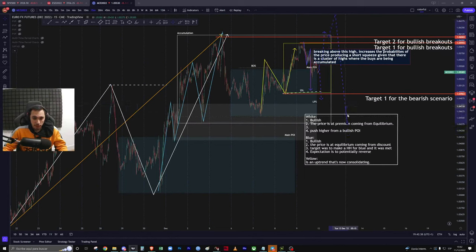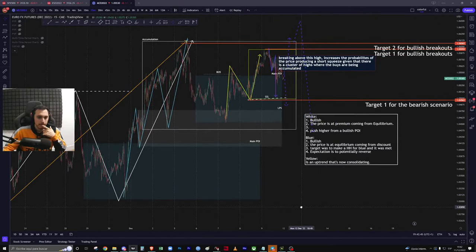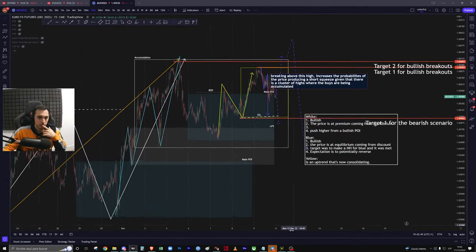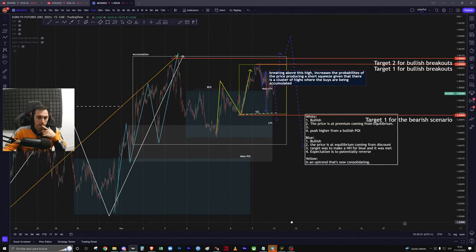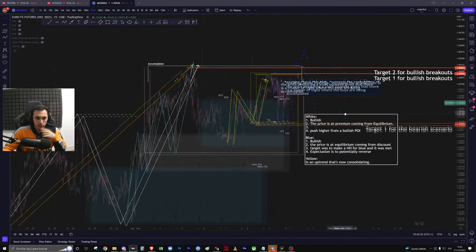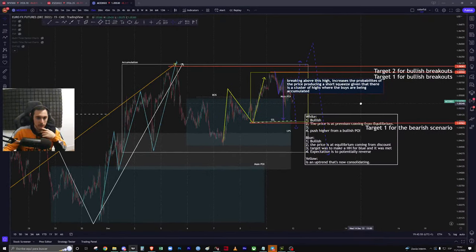Well, that's pretty much it for EURUSD. We can perhaps look at the footprint. Well, the footprint is not necessary because the footprint is for confirmations only. But I would like to see the volume though.